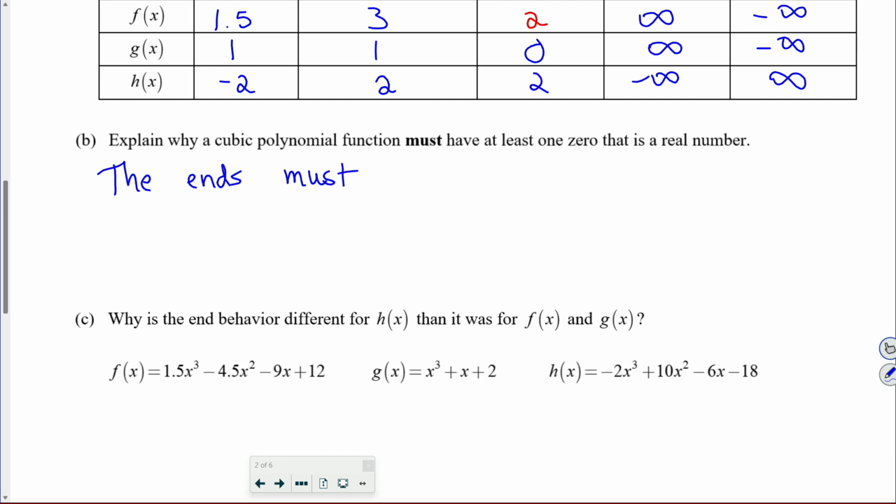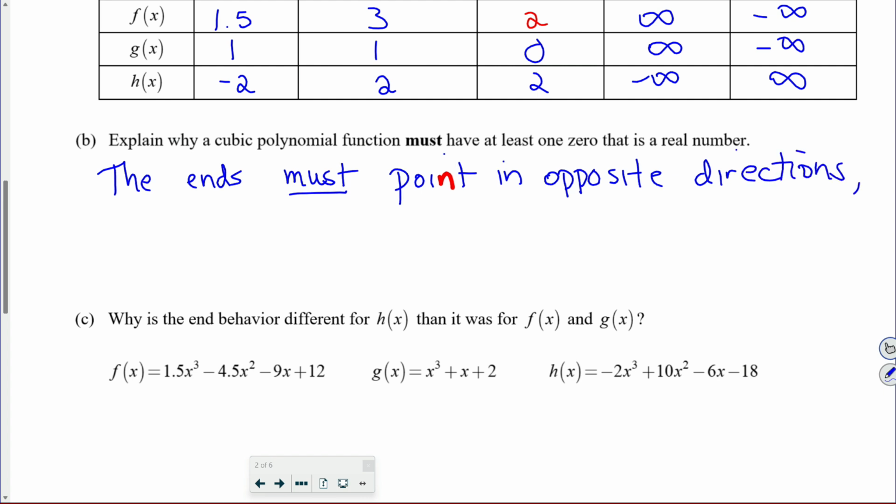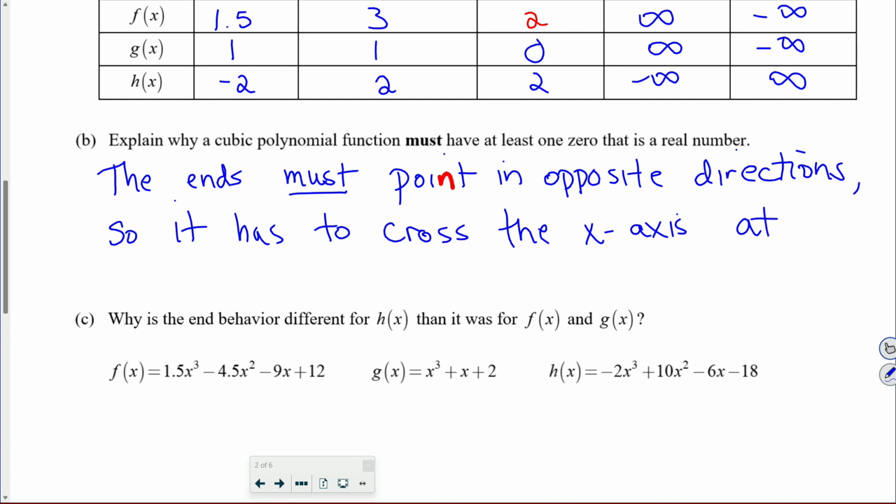So the ends must point in opposite directions, so it has to cross the x-axis at least once.